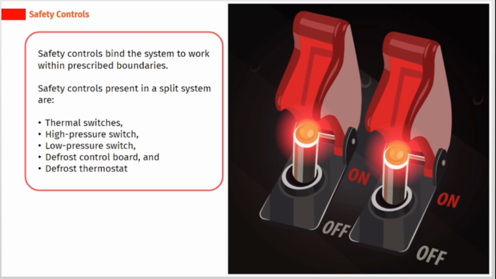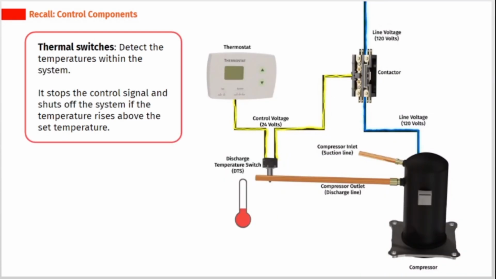Safety controls present in a split system are thermal switches, high pressure switch, low pressure switch, defrost control board, and defrost thermostat. Thermal switches detect the temperatures within the system. It stops the control signal and shuts off the system if the temperature rises above the set temperature.